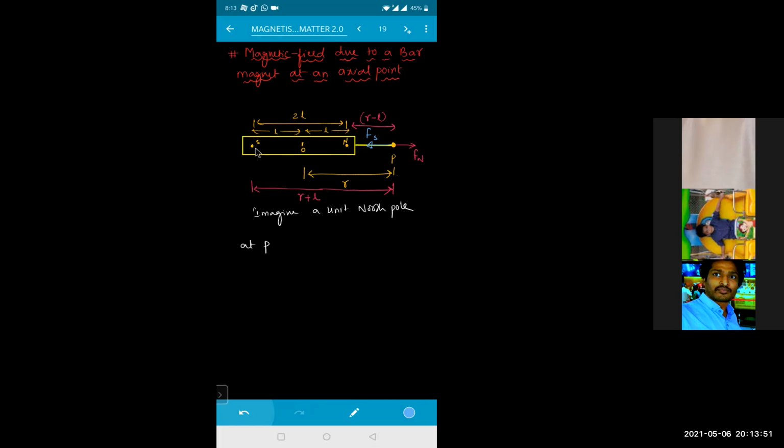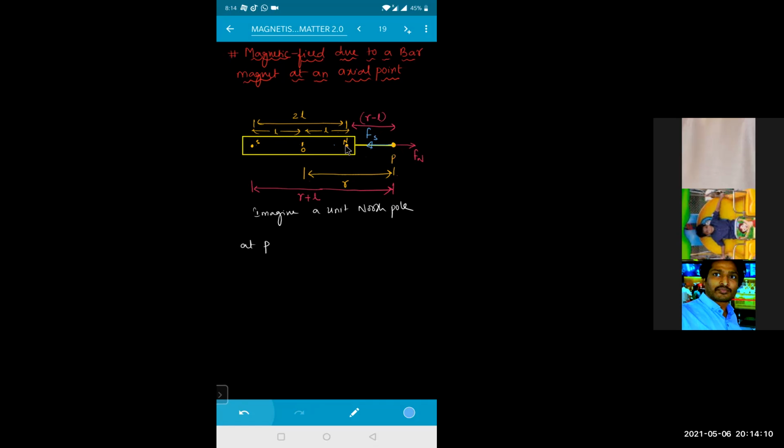The distance between the south pole and the north pole is equal to 2L. So from the center to the south pole, the distance is L, and from the center to the north pole is also L. From the north pole to this point P, we are assuming a unit north pole at the point P.